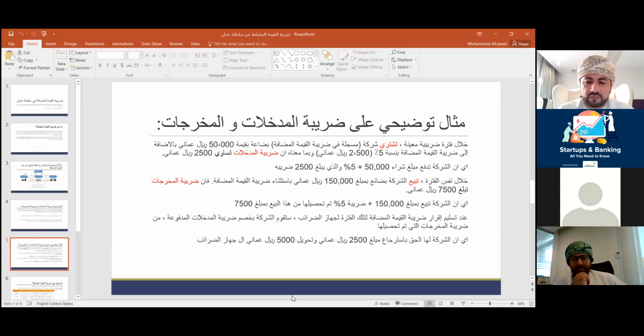So if we go for this example, we have a company already registered with the tax authority. They have the VAT number, and they want to sell some goods in their shop. So they purchase goods for 50,000 riyal for the shop, and they pay VAT of 5%. So 5% of 50,000 is 2,500. And on the other side, this company is also selling goods. They sell goods for around 150,000 riyal Omani, and they also charge VAT on it at 5%, which is 7,500 VAT. So we have purchase and also selling, which is input and output of the tax.